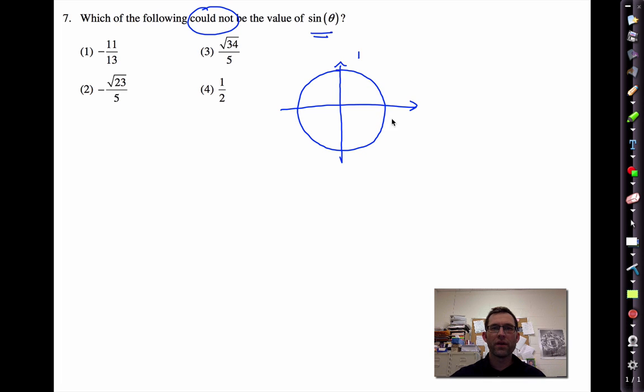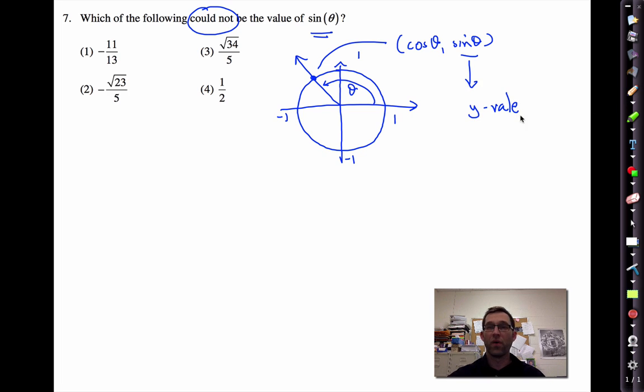What we know is that on the unit circle, for any angle, let me just draw an obtuse angle, this point is going to be cosine of theta, comma, sine of theta. So the sine function is the y value.